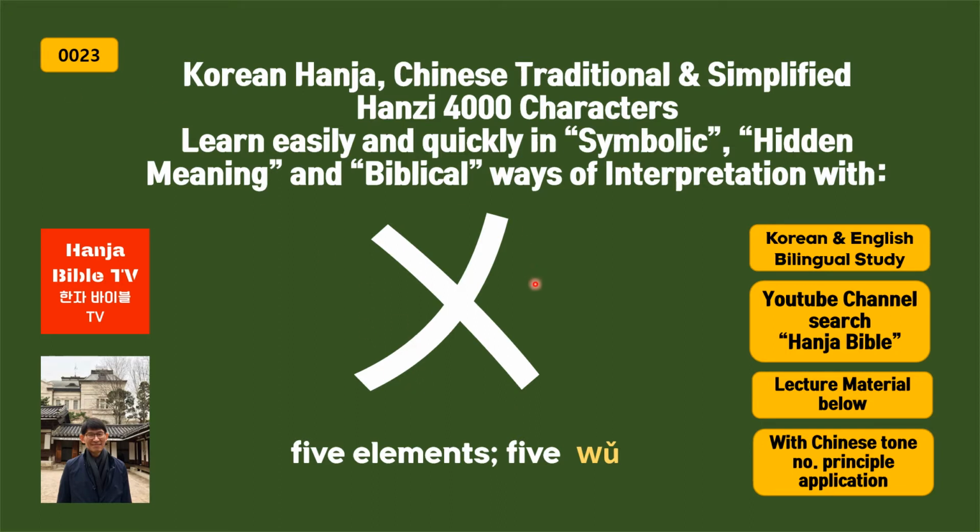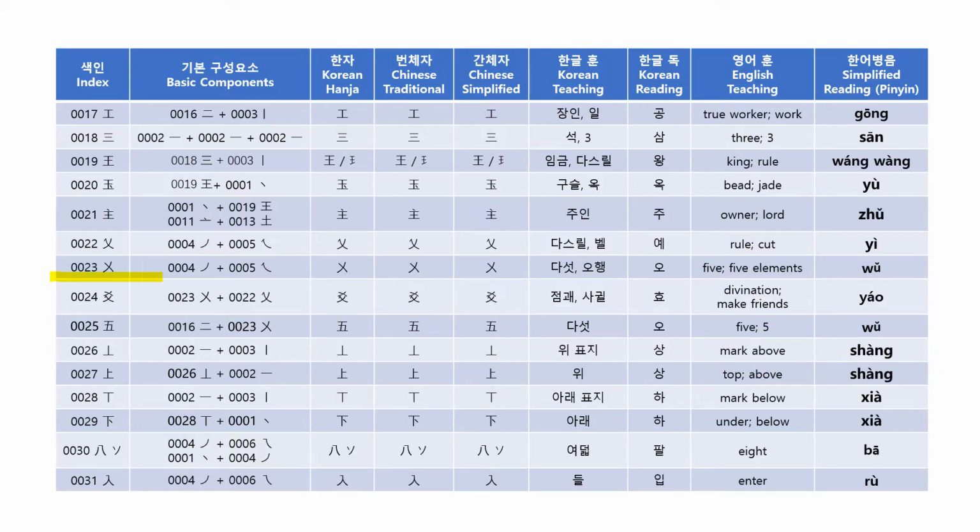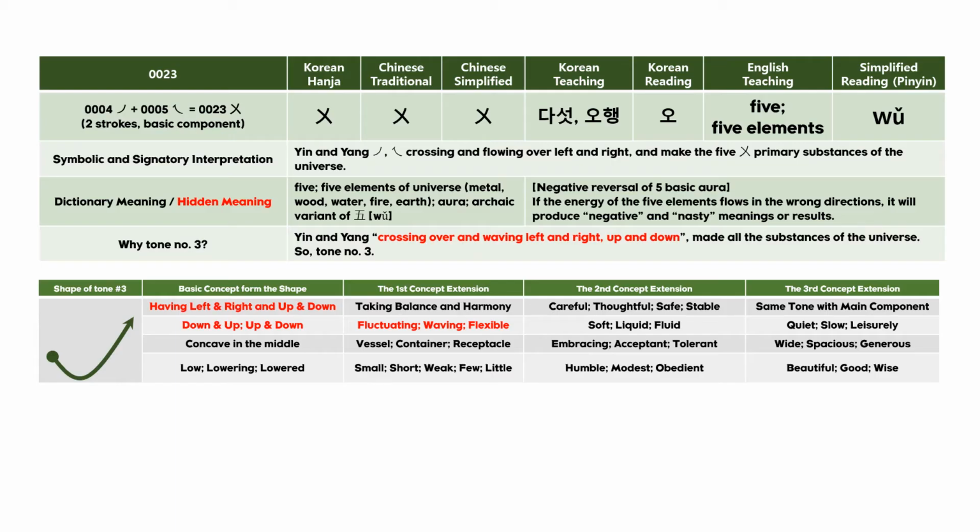This character, this time we are going to look at together, meaning 5 elements or 5. We are here now on the index, 5 elements. This is a two-stroke character, not a radical but a basic component of Chinese characters. It has the same shape in Korean Hanja, Chinese traditional and simplified.